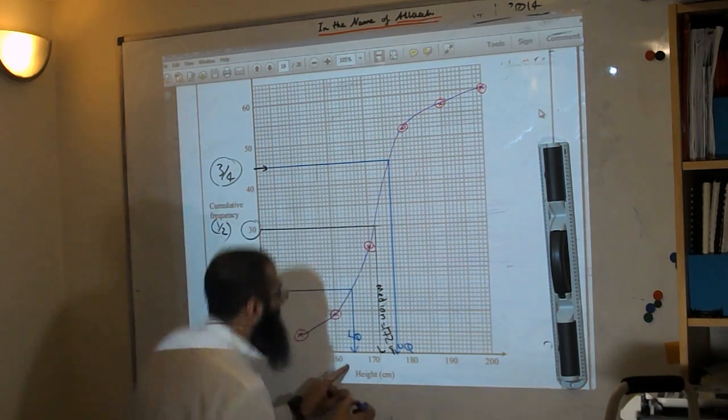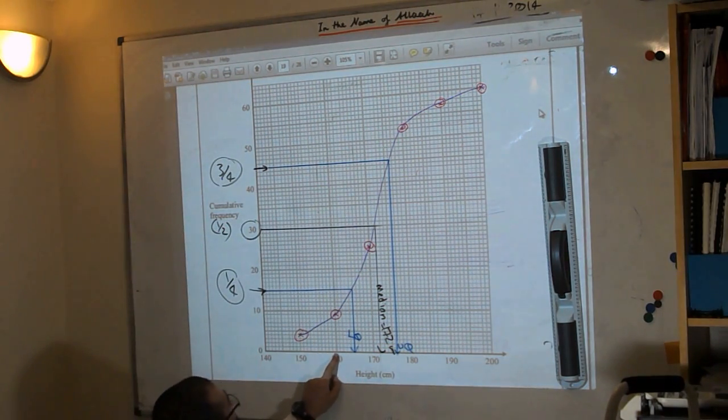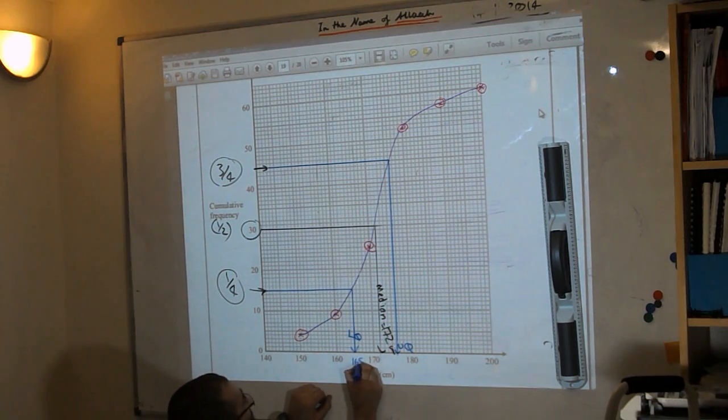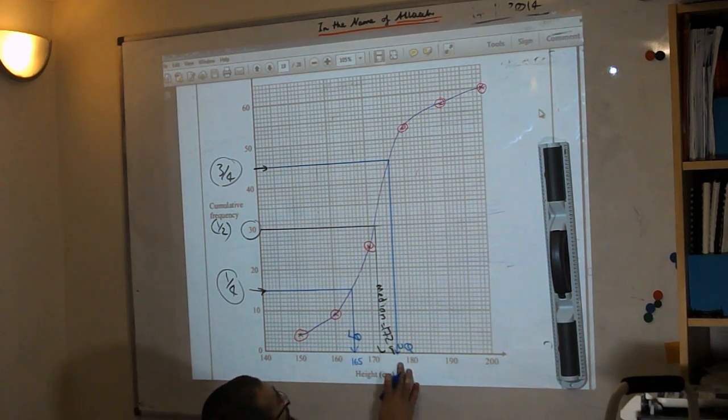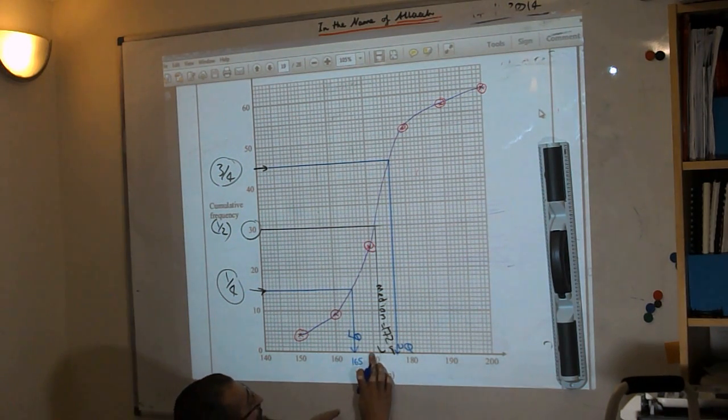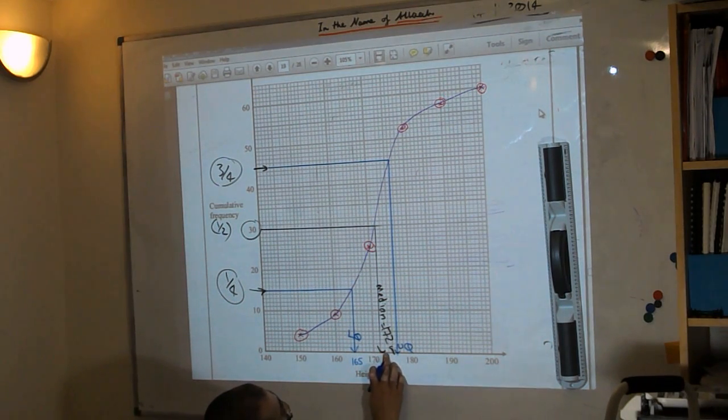Okay. Now from my graph here, 160, 161, 162, 163, 164 is about 165. Okay, we most got 165? Yeah. And the next one, the upper quartile value from here, 170, 171, 172, 173, 174, 175, 176, it's near 176. Yeah, I got 177. Okay, 176, 177. I'm going to go towards 176 for the moment.